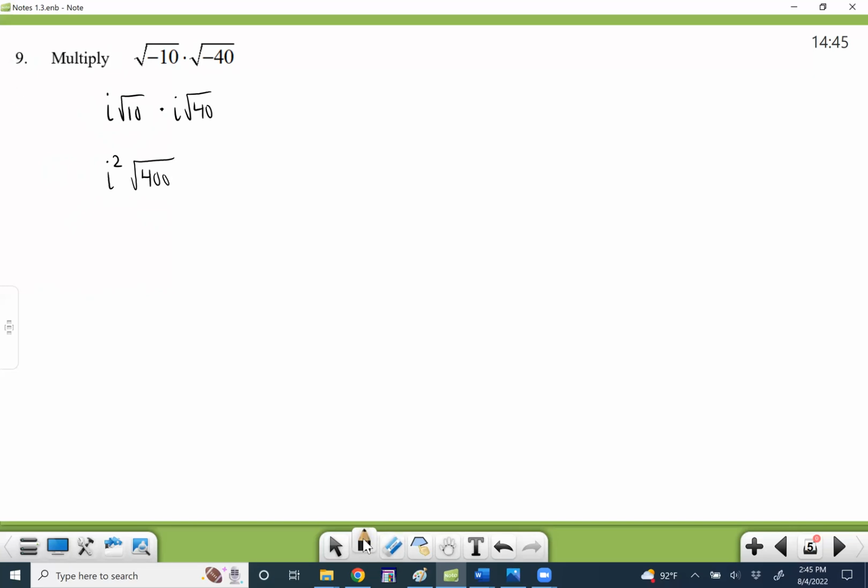So then let's see, i squared we said is -1. And the square root of 400, that's actually a perfect square. You can just use your calculator, so don't stress too much. It's going to be the number 20. So our answer is going to be negative.